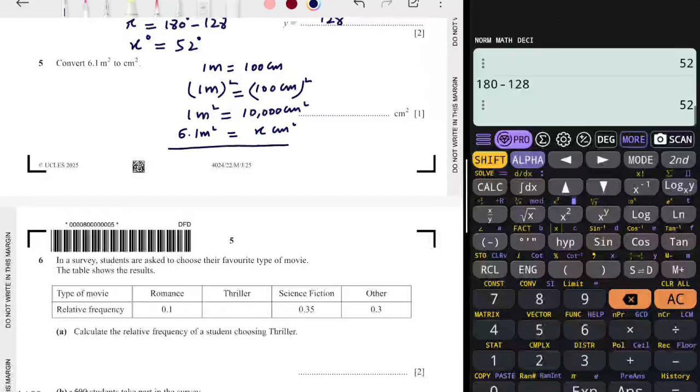We are going to cross multiply, and after cross multiplying, x is equal to 6.1 into 10,000. We remove the decimal. Now x is equal to 61 times 1000, so this becomes 61,000. This is our final answer. Now moving towards next question.